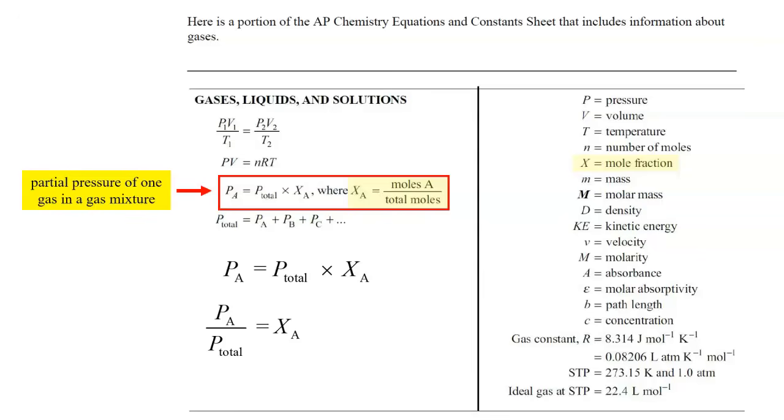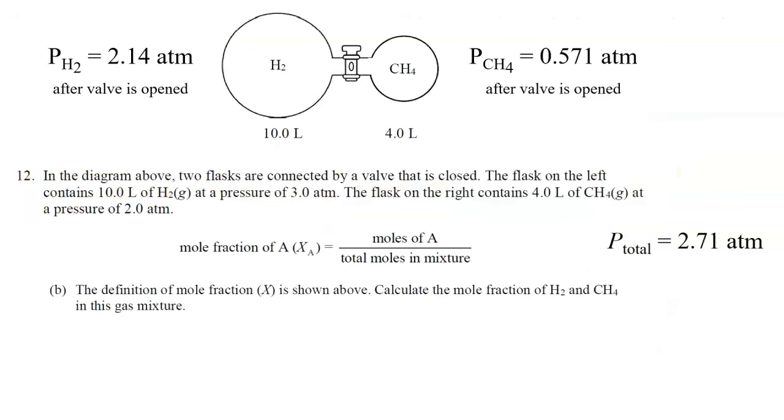Remember that pressure and moles are proportional to each other, assuming we have constant temperature and constant volume. So the ratio of the partial pressure of one gas divided by the total pressure of the gas mixture is equal to the mole fraction. That's exactly what we're trying to find in part B. So all we have to do to calculate the mole fraction of each gas is simply set up a pressure ratio. So the pressure of one gas divided by the total pressure will give us the numerical value for mole fraction. Let's go ahead and use the numbers that we have.